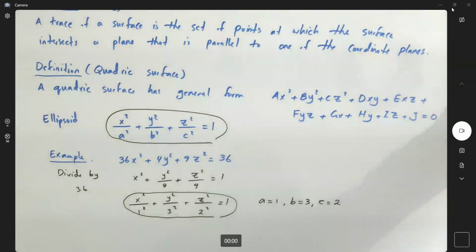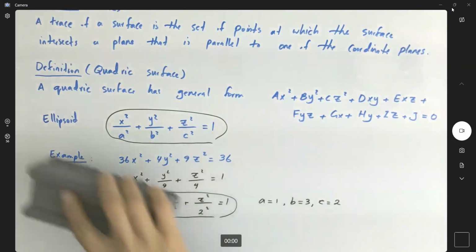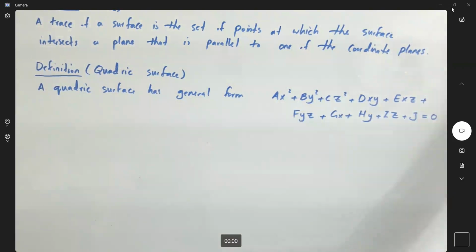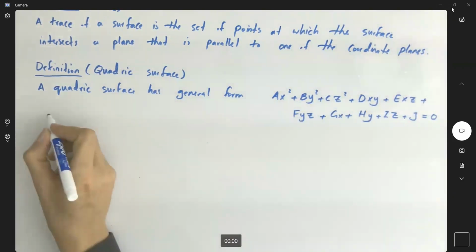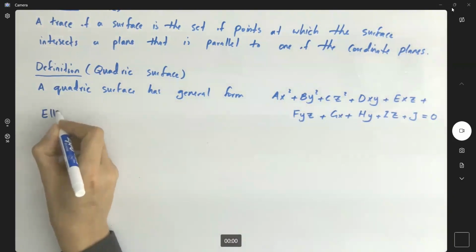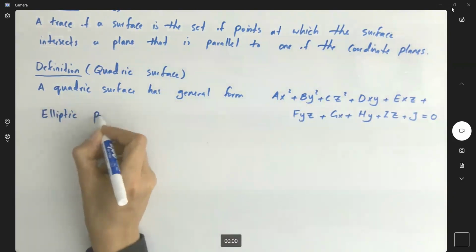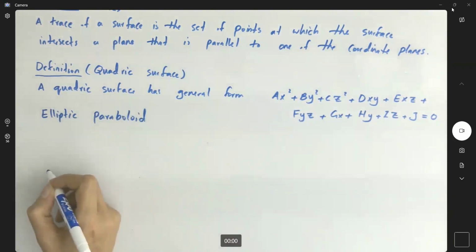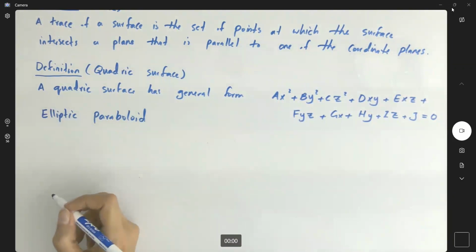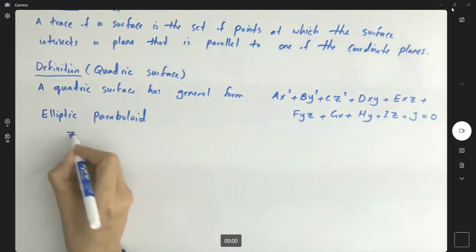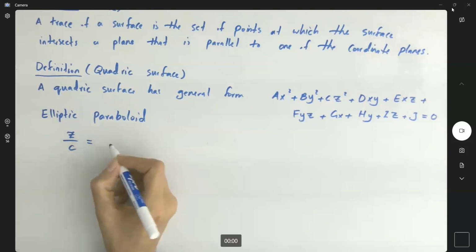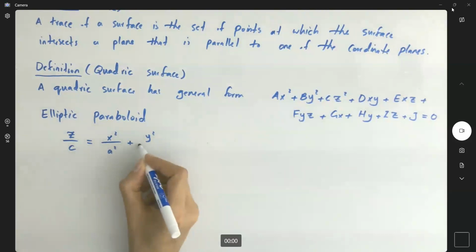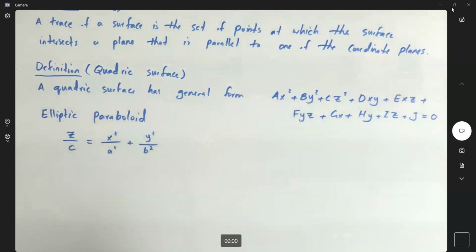The next one is called elliptic paraboloid. So let us write down the next example for you. Elliptic paraboloid, which has general equation as z over c equals x squared over a squared plus y squared over b squared.